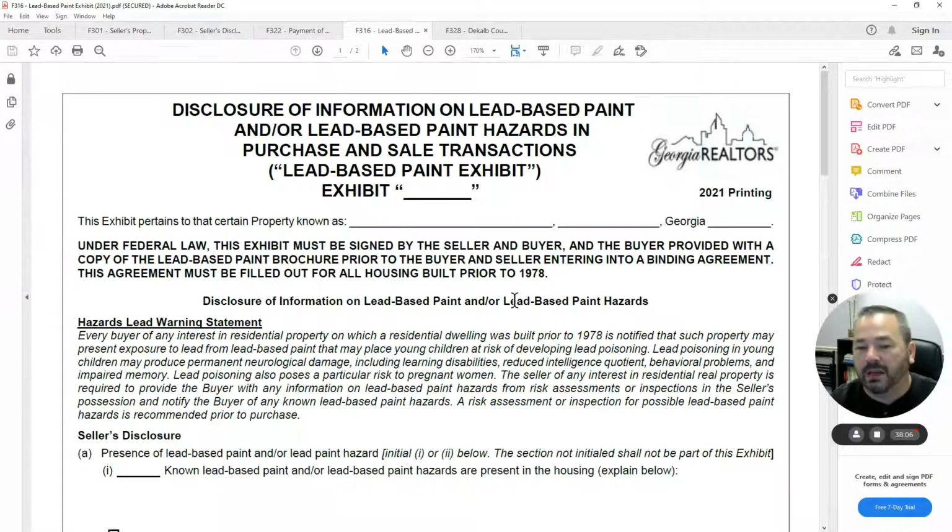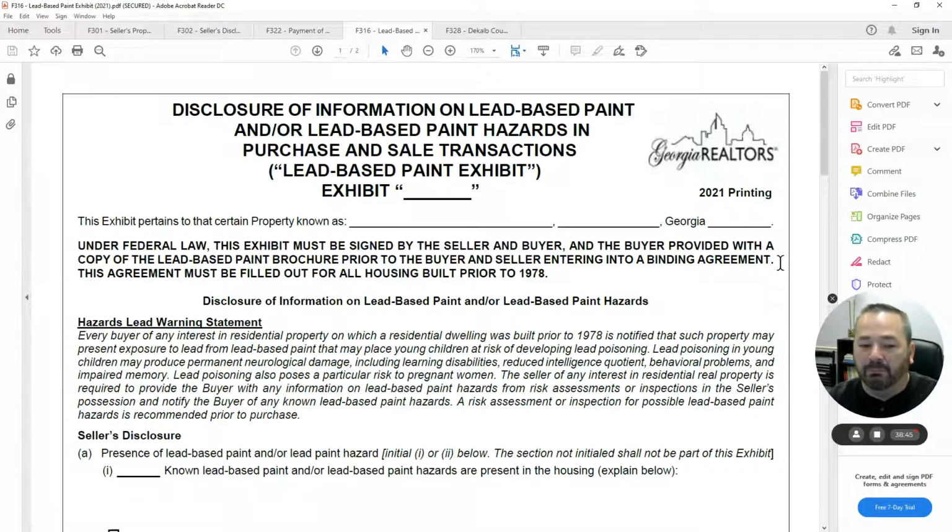And what you will see some other agents do is they will send you an offer, and in the special stipulations, it will say that seller to provide lead-based paint disclosure within 3 days of binding agreement. Well, guess what? You can't have a binding agreement without it. And it tells you right here, under federal law, this exhibit must be signed by the seller and buyer, and the buyer provided with a copy of the lead-based paint brochure prior to the buyer and seller entering into a binding agreement. So this can't come later.